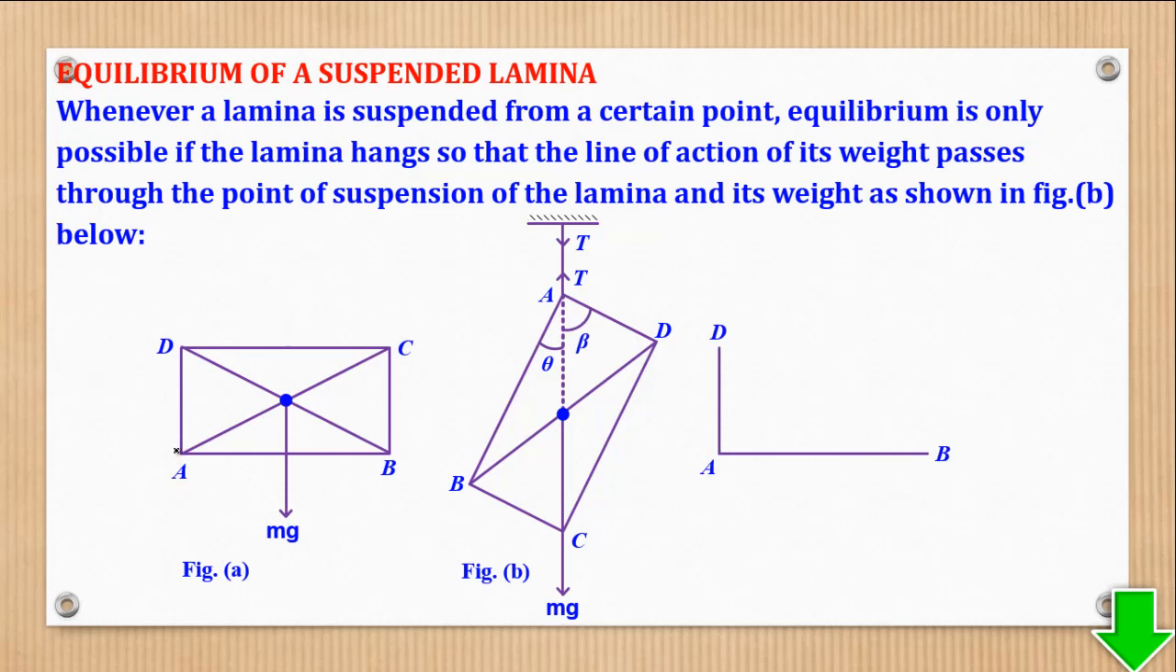For example, here they said you suspend it from this point. So you come and draw just two sides, this and this, which is here. Then from there, you have already calculated your center of gravity, so you locate it. And after locating it, you just draw a straight line from this point of suspension through the center of gravity.